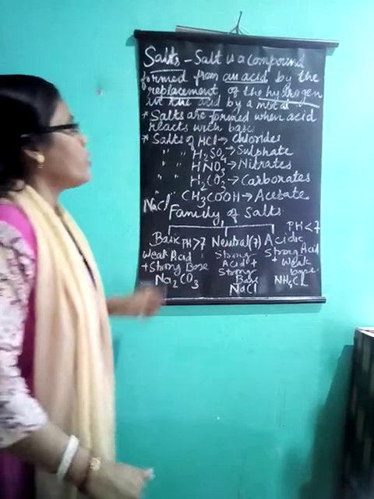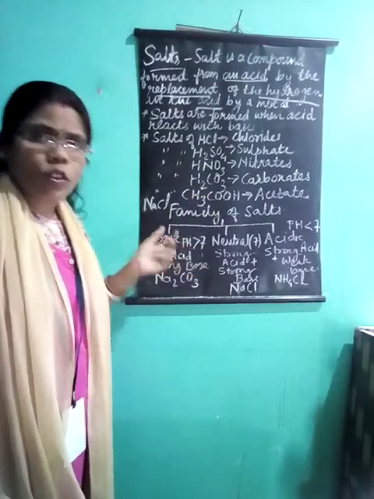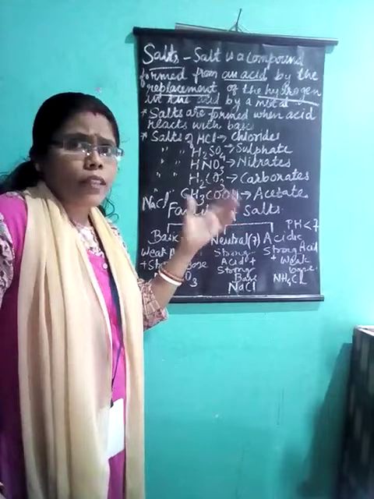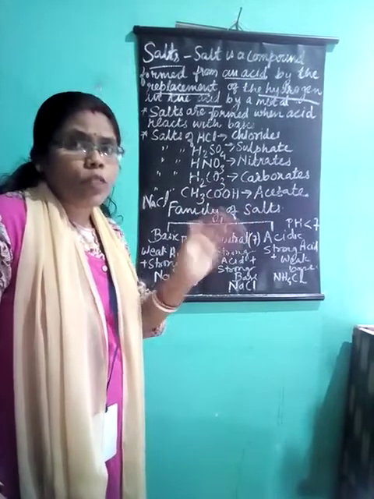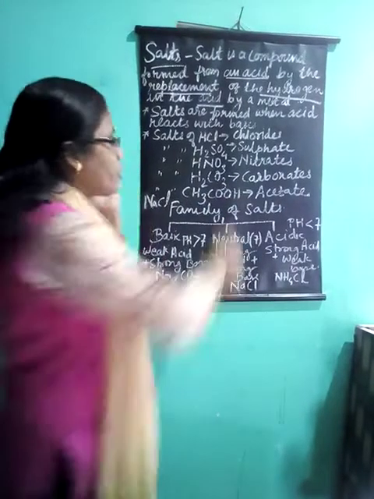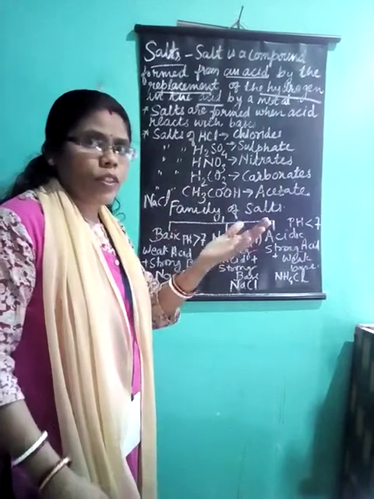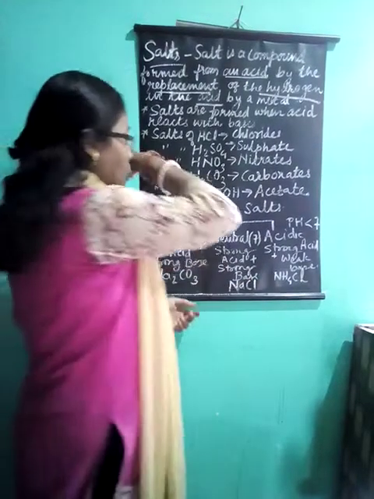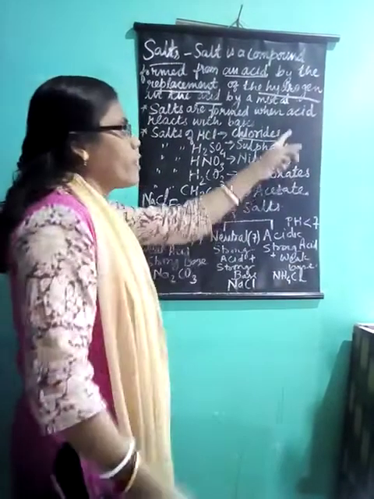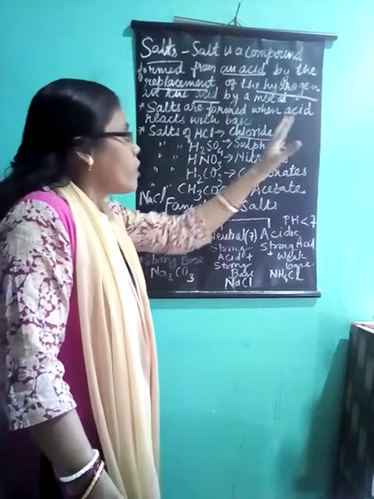Now, what are the different types of salts? I told you NaCl is a salt. What do you call it? Sodium chloride. If hydrogen is replaced by magnesium, what is it called? Magnesium chloride. I have taken only HCl. Instead of HCl, I take some other acid, and we will see one by one. For HCl, the compounds are called chlorides: sodium chloride, magnesium chloride, potassium chloride. So there are various chlorides.